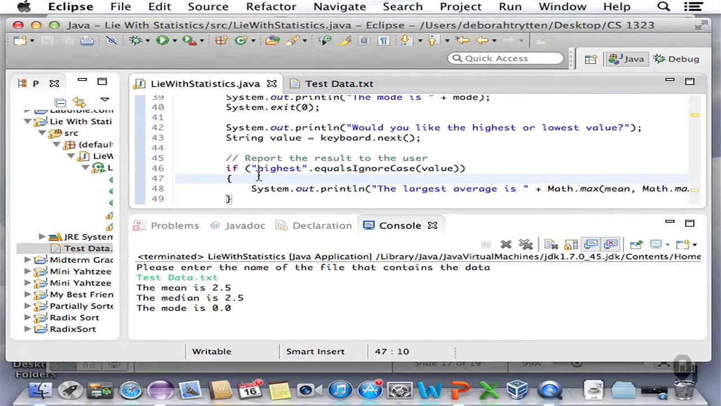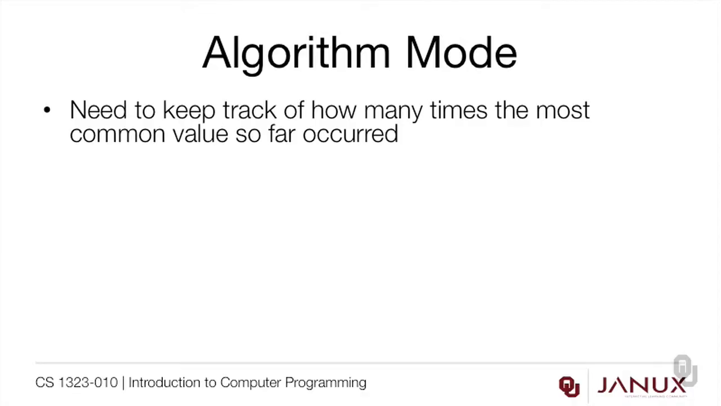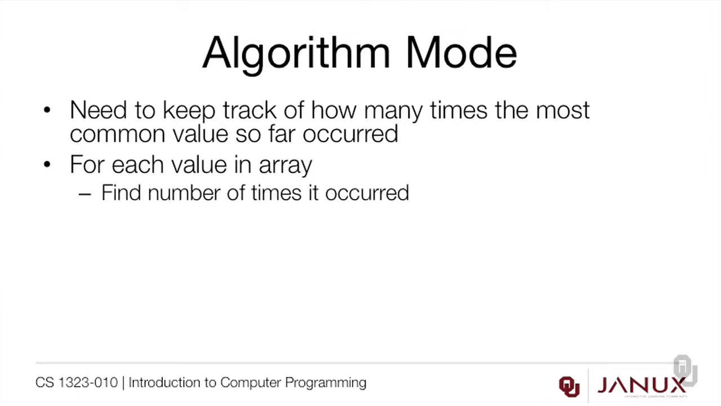So let's now think about the algorithm for the mode. We need to keep track of how many times the most common value has occurred. So for each value in the array, we're going to have to find the number of times that value occurred. Notice that we're relying on these values being integers so that we can make equality comparisons meaningfully.